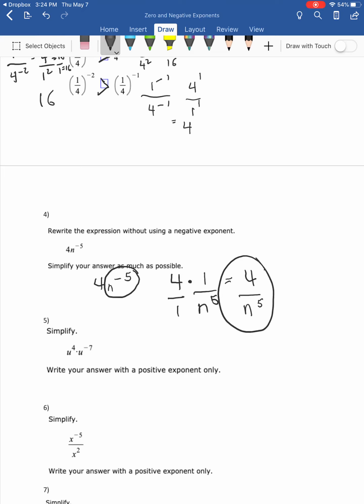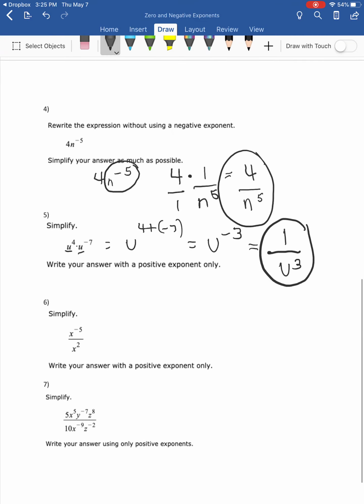Okay, simplify u to the 4th times u to the negative 7. We know from our product rule of exponents that when we have the same base u, we add the exponents. So that's going to be u to the 4 plus negative 7, which is going to be u to the negative 3. And by the definition of negative exponents, it's going to be the reciprocal of that with the positive exponent. That's going to be 1 over u cubed.